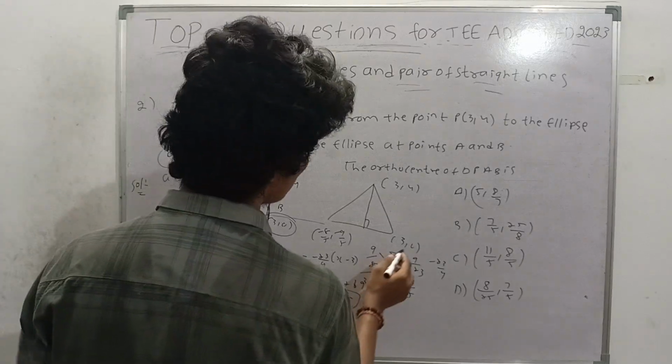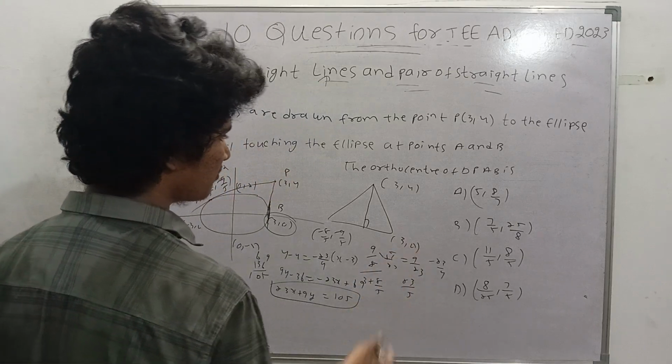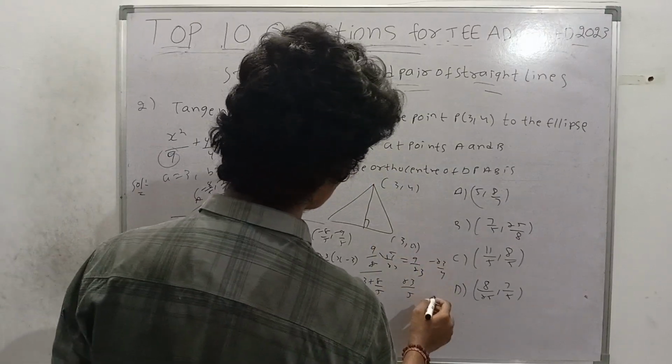And another thing, from (3, 0), if you take this, what is the slope? 4.